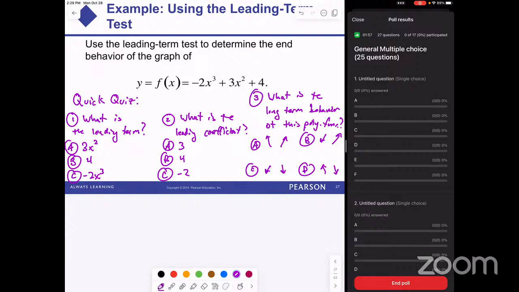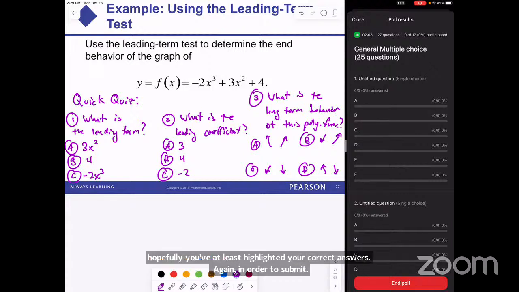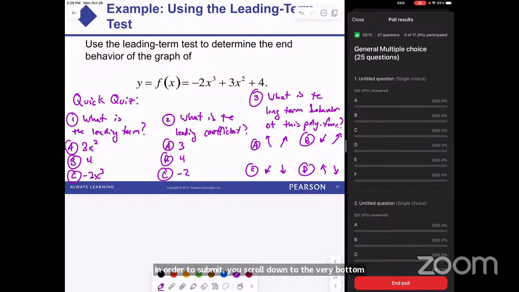All right, so that's time. Okay, so hopefully you've at least highlighted your correct answers. Again, in order to submit, you scroll down to the very bottom and you've got to answer the last 2 questions.